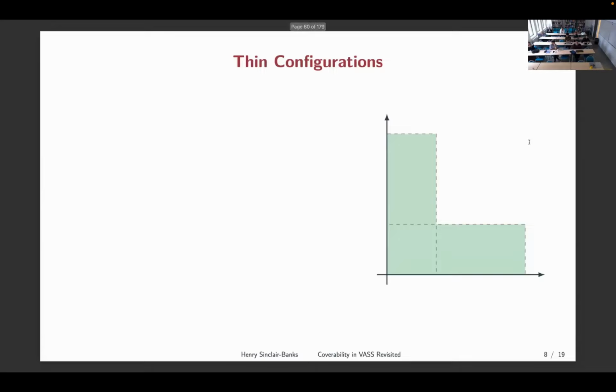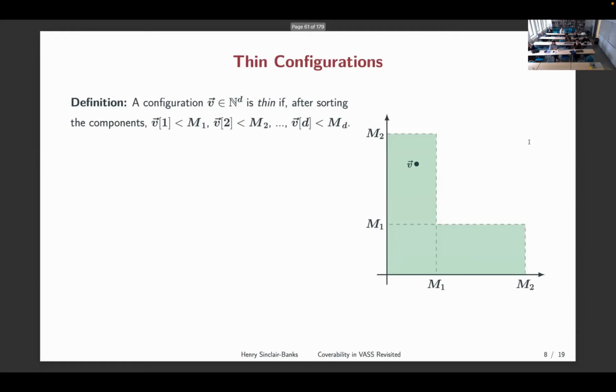Okay. What exactly is a thin configuration? How do we define these things? So imagine you sort the components, and then we have some specifically chosen values for each. So M1 for the first component, M2 for the second, etc. As long as your values are less than M1, M2, etc. after sorting, then we'll consider it thin. So in this case, the first component of V is less than M1, and the second component of V is less than M2. So V is a thin configuration.